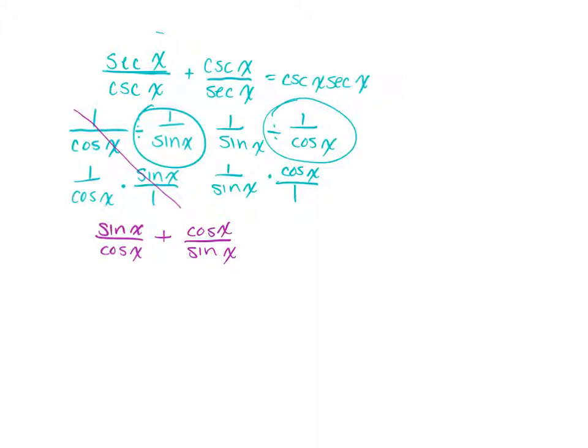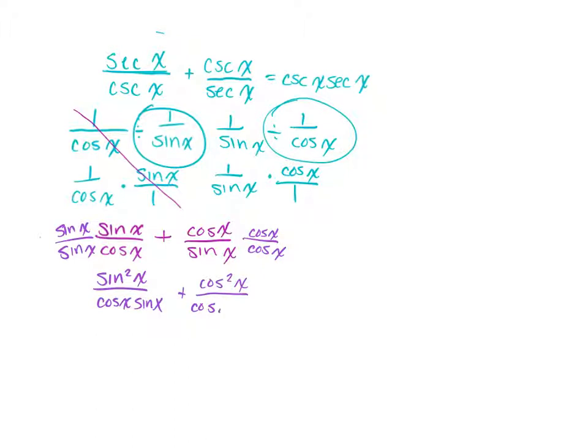All right, now we're going to do the same thing we did for the first problem and get the same denominators. To get the same denominator, I'm going to multiply our first term by sine of x over sine of x, and multiply our second term by cosine of x over cosine of x. So on my first term then, I have sine squared of x over cosine x times sine of x. My second term is cosine squared x over cosine x sine of x.